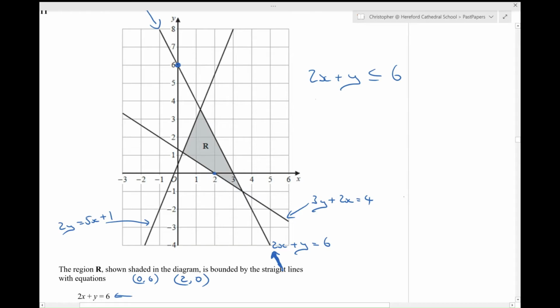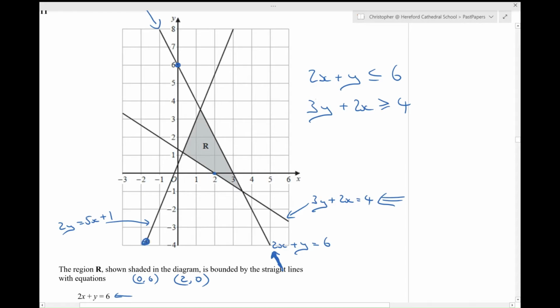Let's look at this line now. I've shaded above that line. So I'm going to need my values of 3x plus 2y to be greater than or equal to 4. And now let's look at my third line, this one here.